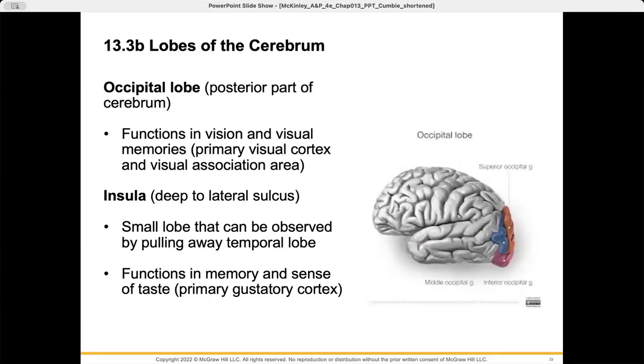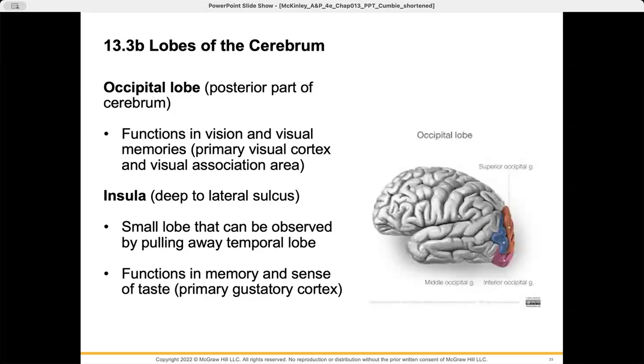The occipital lobe is primarily for vision, so functions for vision and visual memories. We call these our primary visual cortex and our visual association area. You can think about it a lot. We see this in the sport of hockey. When people get hit on the back of the head, they can end up with double vision or maybe a temporary loss of vision. This is due to damage to their occipital lobe.